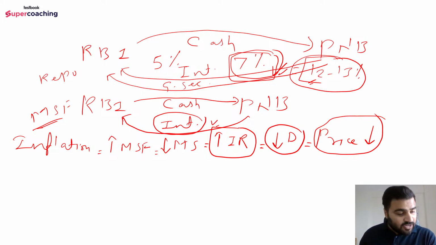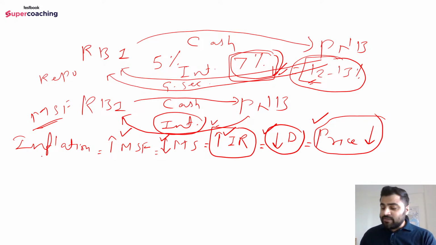So whenever there is high inflation in the economy, RBI increases the MSF, which leads to a decrease in money supply, which again leads to an increase in the interest rate. In consequence of that, demand is decreasing in the economy and prices are also decreasing in the economy. So this is how the whole mechanism of MSF works. So this is the first scenario.